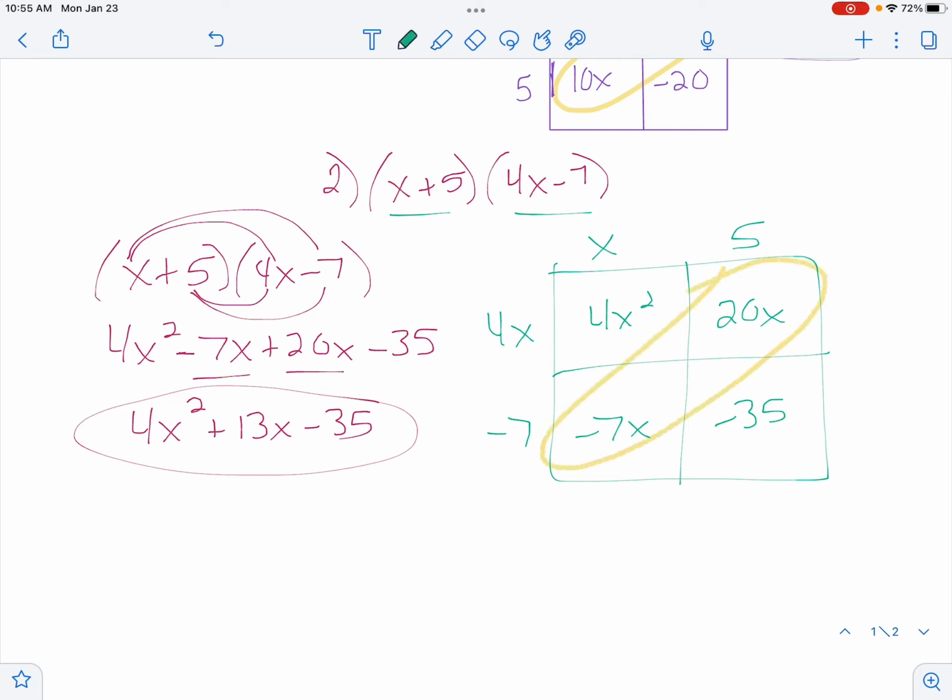Again, our diagonals should be the like terms. So I'm going to bring down my 4x squared. I'm going to combine what I circled in yellow. Remember, we're adding and subtracting when we combine our like terms. Negative 7 plus 20 would be plus 13x, and then bring down that minus 35. And we did end up getting the same thing.